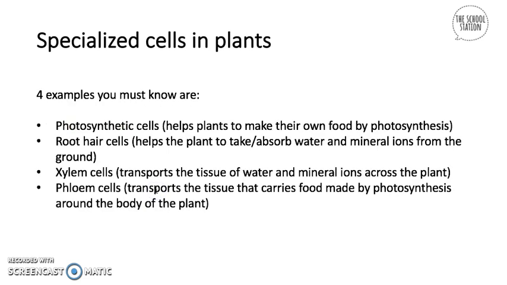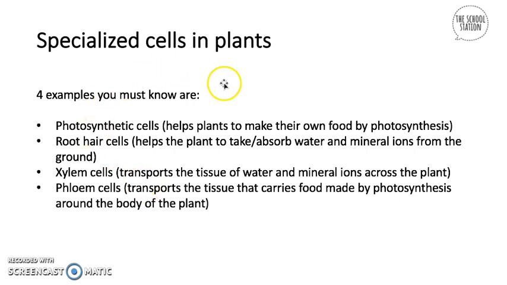So now we're going to go on to the four main examples you'll have to know about specialized cells in plants. I've already made a video about specialized cells in animals, which you can also go and check out. But for specialized cells in plants, these are the four main examples you have to know. The first thing is photosynthetic cells. You'll have to know the four main examples, their jobs and their features.